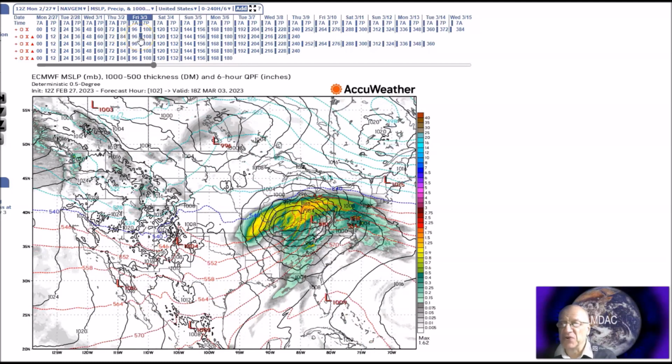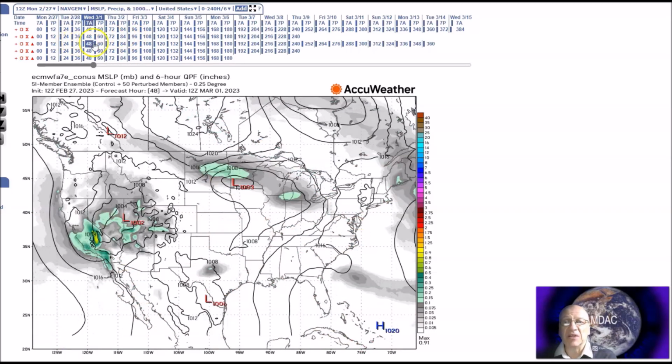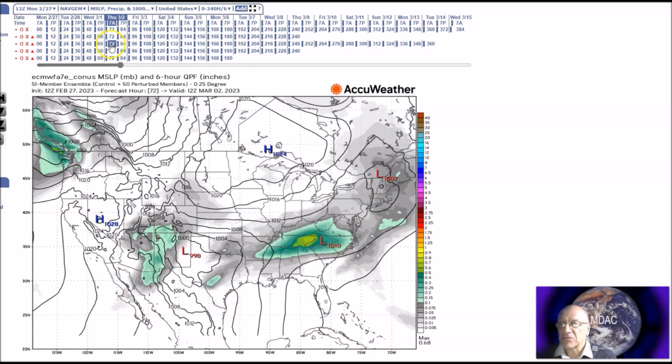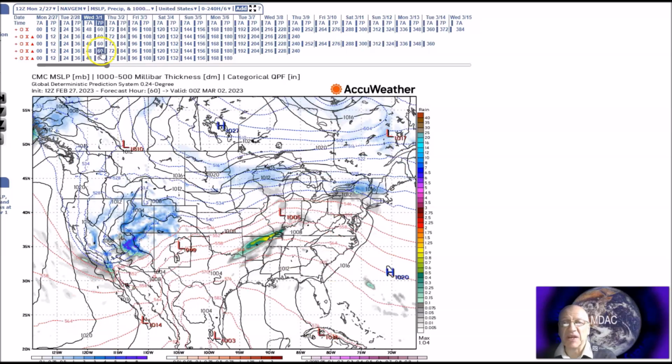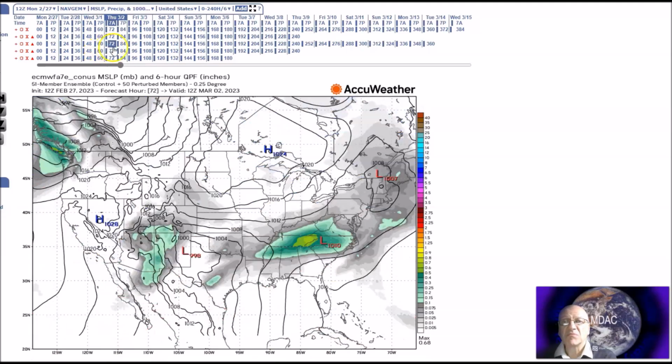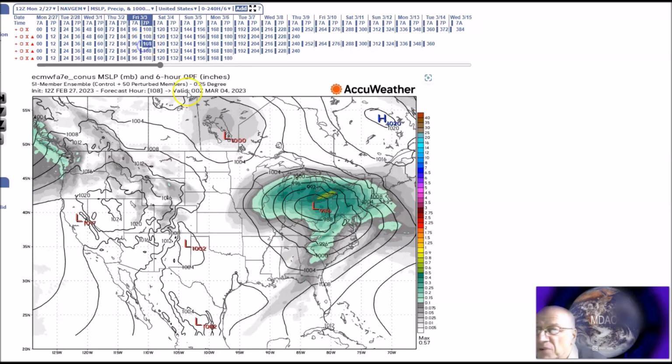We'll take a look at the European. It moves the freezing line to the north, so that looks like it'll be rain. And then we'll look at the ensembles. It doesn't really show much. It goes out to sea. And then the Canadian brings precipitation in Friday night to Saturday.